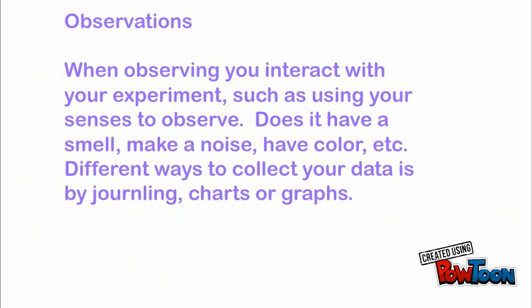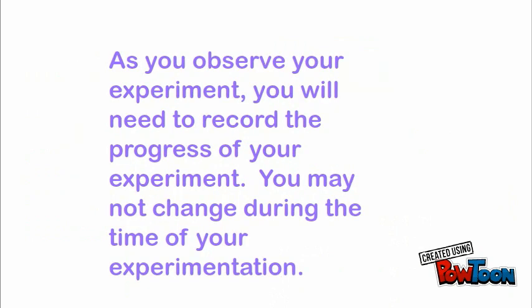For observations, when observing, you interact with your experiment, such as using your senses to observe. Does it have a smell? Does it make a noise? Does it have color? So you use your 5 senses when doing that. Different ways to collect your data are journaling, charting, or graphs. As you observe your experiment, you will need to record the progress of your experiment. You may not change anything during the time of your experiment.